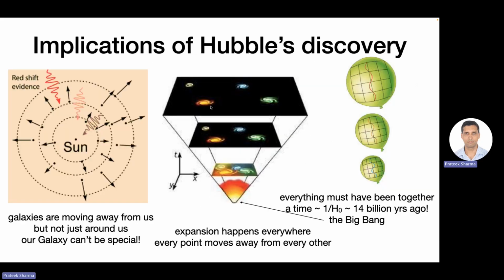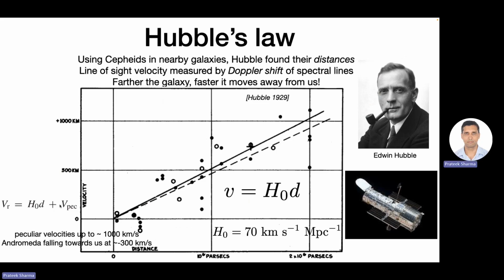Okay, so what is the implication of Hubble's discovery? So this is a diagrammatic. If you have any question, feel free to. Okay, peculiar velocity. Right. In the simplest picture of the universe with expansion, you can say that everything is just expanding away from each other. Peculiar velocity is the velocity relative to this Hubble expansion.